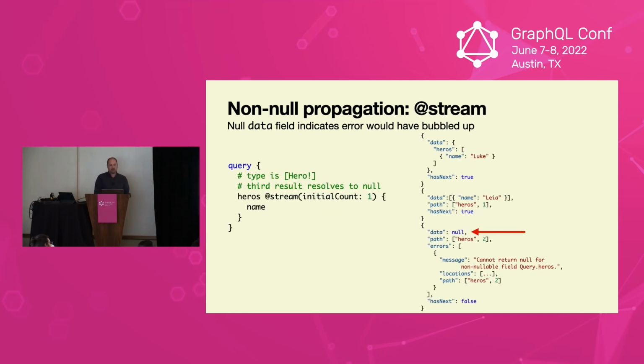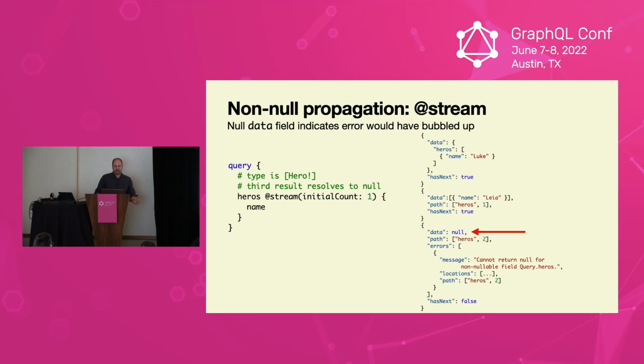So with stream, we originally said that the data field on a stream payload would just directly point to the stream list item. And we decided instead that we're going to wrap the stream list item into an array. And that allows us to differentiate between a valid null result and a null that originates from an error, which would have bubbled up. So in this example, the heroes field is a list of non-nullable object types. And we'll say that the third result errors. And so what happens is the initial payload is sent normally. The second payload returns the second list item wrapped in an array. And the third payload returns the errors field populated with the non-null error, and data is entirely null. And so if the type of the list allowed null fields, it would have returned an array with a single null value.